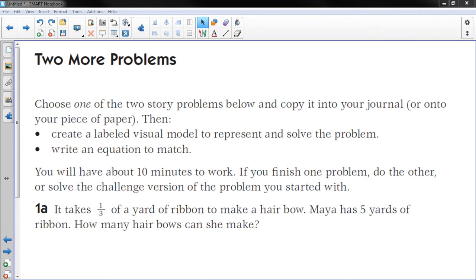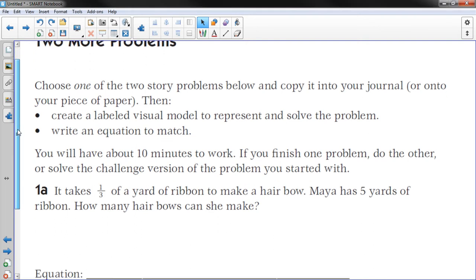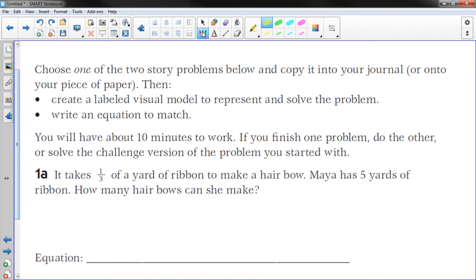Hi, this is Mr. Knowles, and this video is an instructional video focusing on a worksheet called Two More Problems, which is basically part two of the worksheet called Two Problems. Again, I'm really interested in you being able to create a labeled visual model to represent and solve the problem. So a visual model, a sketch, and I'm really interested in that you can write an equation to match it.